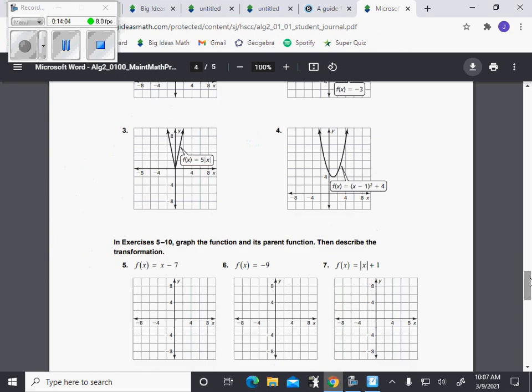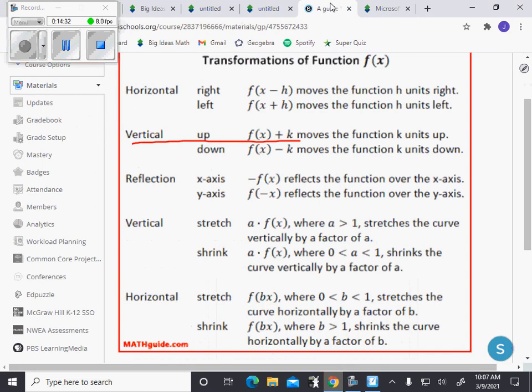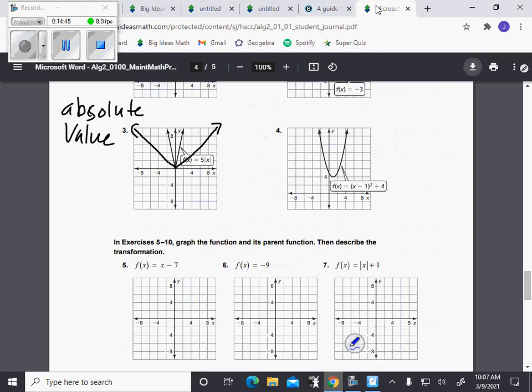Moving on. Number 3. Well, what family does this belong to? This belongs to our absolute value. What does that look like? Well, this is up 1 over 1 the entire way on both sides. Okay. And this has a 5 in front of it. Go back to the guide of transformations. That has a 5 in front of it, so it has an a times the f of x, and a is greater than 1. We should be saying vertical stretch. Okay, so we're going to say vertical stretch. And that's all it is. And you can say by a factor of 5.